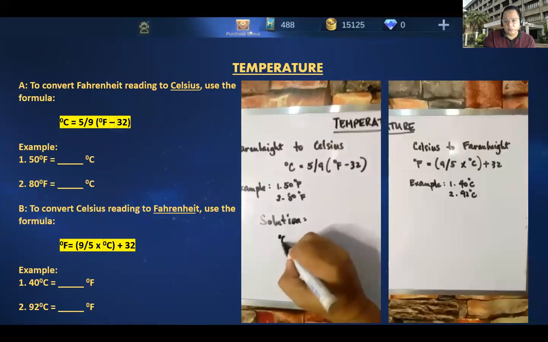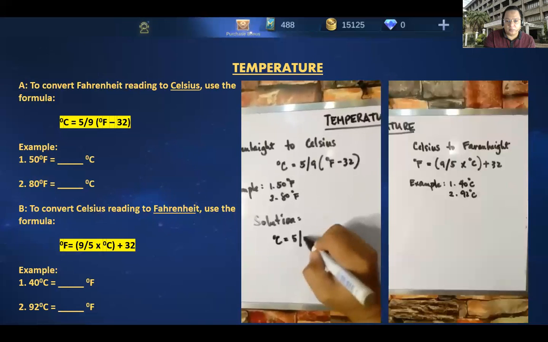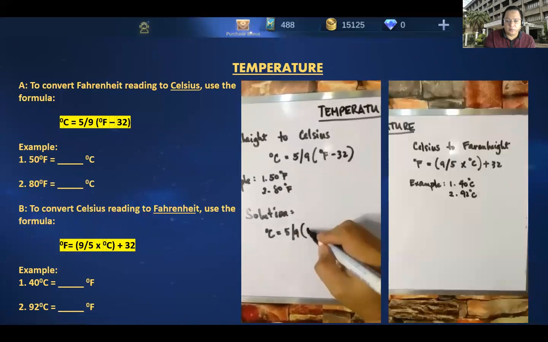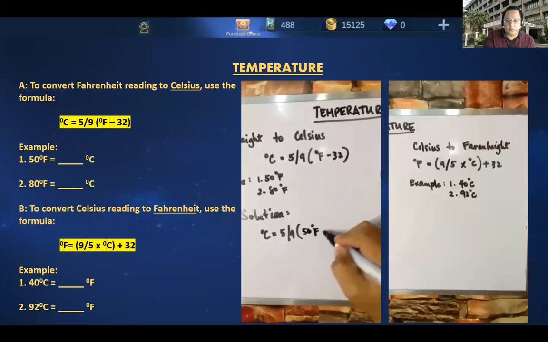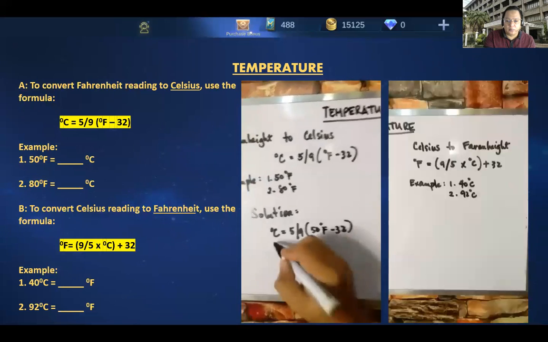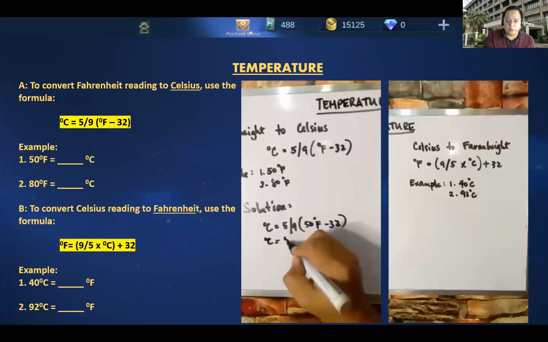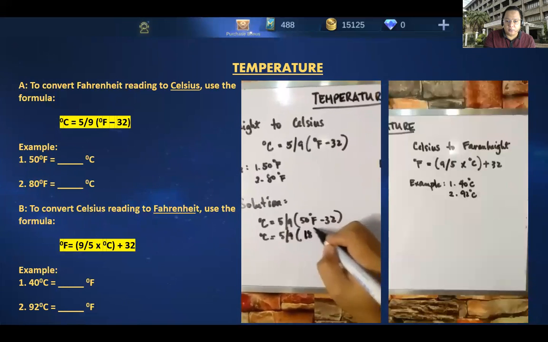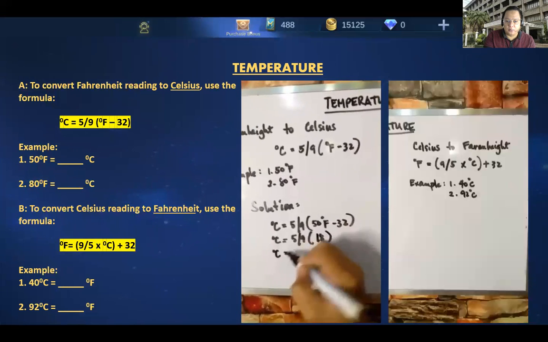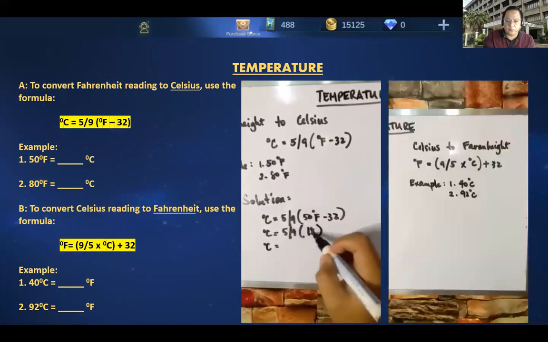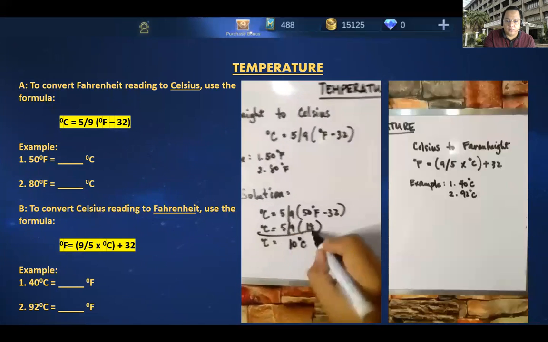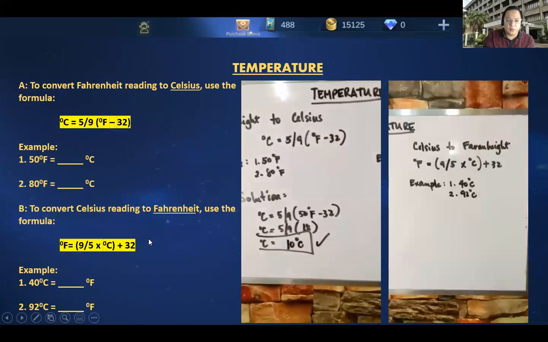So, degree Celsius is equal to 5 divided by 9 times our Fahrenheit is 50. So, 50 degree Fahrenheit minus 32. So, degree Celsius is equal to 5 divided by 9 times 50 minus 32, that is 18. So, degree Celsius is equal to 5 divided by 9 times 18. So our answer is 10 degree Celsius. Okay, so that is number one.